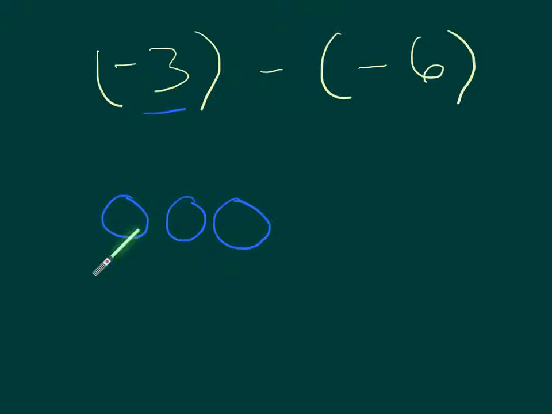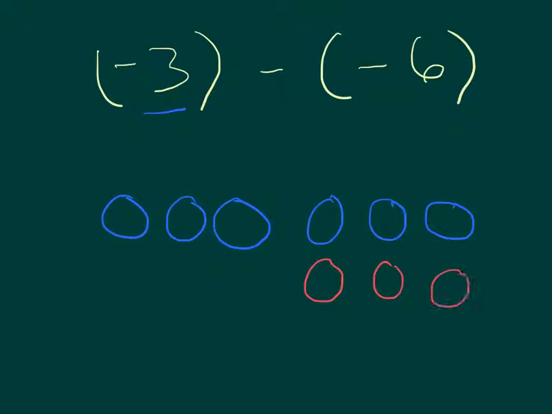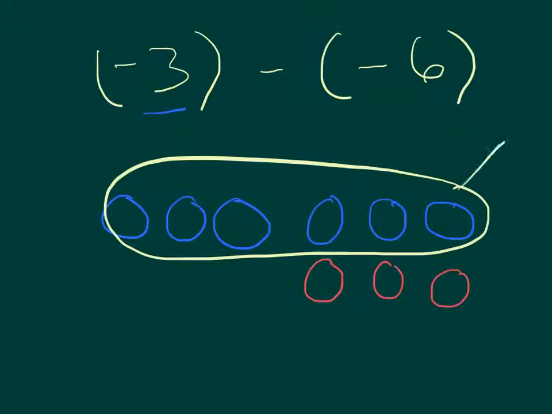The problem is, I only have 3 negatives to take away. So how many more do I need? Well, if I have 3 already, I need 6 to take away. I'm going to add 3 more. So 1, 2, 3. But remember, make sure you add them as 0 pairs. Otherwise, it won't work out. Now you've got the ability to remove the negative 6, take them away, and your answer's down here, you get an answer of positive 3.